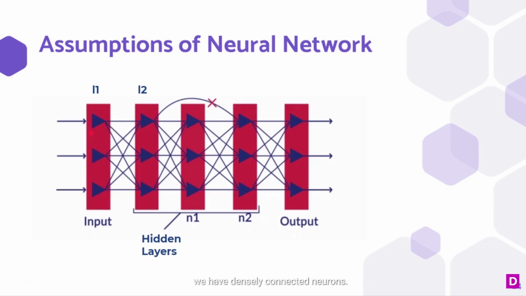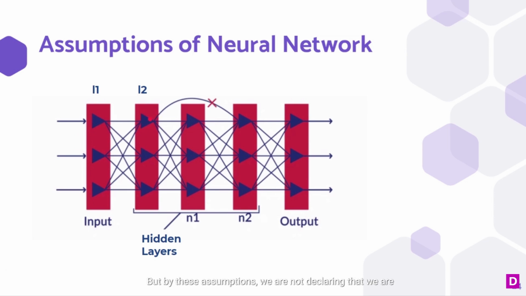Even though we have densely connected neurons, that is, a neuron from one layer connecting to every neuron in layer 2, we do not have interconnections. That is, the neurons in a particular layer won't interact with each other. They interact with the neurons in the subsequent layer, but they themselves don't interact. You can see we have a connection from this neuron to this neuron, but there are no connections between neurons within the same layer. This is one of the assumptions we make to make our understanding simpler.